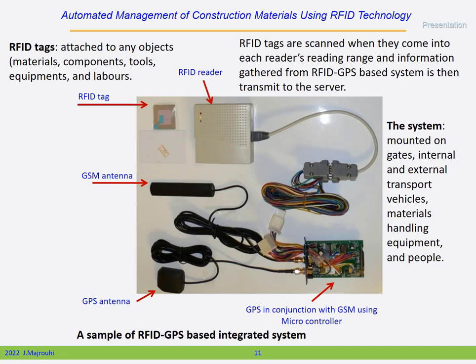RFID tags could be attached to any objects such as materials, components, tools, equipment, and labels. RFID tags are scanned when they come into each reader's reading range, and information gathered from the RFID GPS-based system is then transmitted to the server. The system is mounted on gates, internal and external transport vehicles, materials handling equipment, and people.